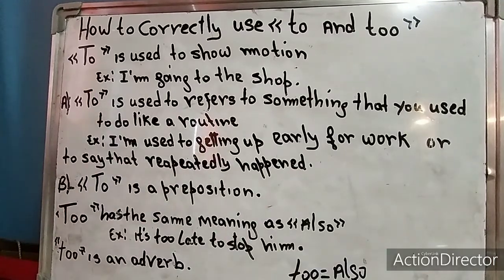Too, T-double-O. Okay? Too has the same meaning as also. I can say me too, me also. So do I. Okay, guys? Too is an adverb. An example, guys: it's too late to stop him. Okay? So I think guys you understand this.